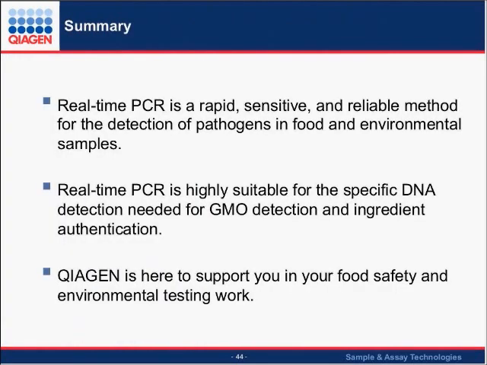So in summary, real-time PCR is a rapid, sensitive, and reliable method for the detection of pathogens in food and environmental samples. Real-time PCR is highly suitable for specific DNA detection needed for GMO detection and ingredient authentication, and QIAGEN is here to support you in your food safety and environmental testing work.